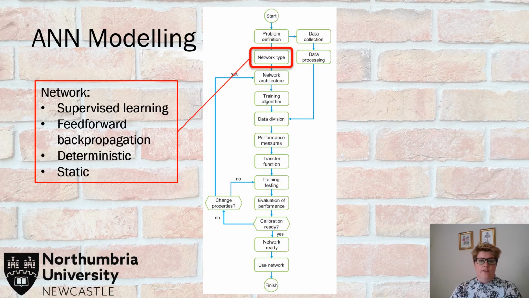The next step in defining our model is to define its type. So supervised learning was chosen in the case of this model because we had the values for the input variables and also for the output variables. So we measured the productivity rates, and both of these sets of data were fed into the network. Feed-forward backpropagation was used, as this is one of the most popular network types, and also for its accuracy and high interpolative performance. The variables used are static, so they are not changing over time, and the output of the network is deterministic.